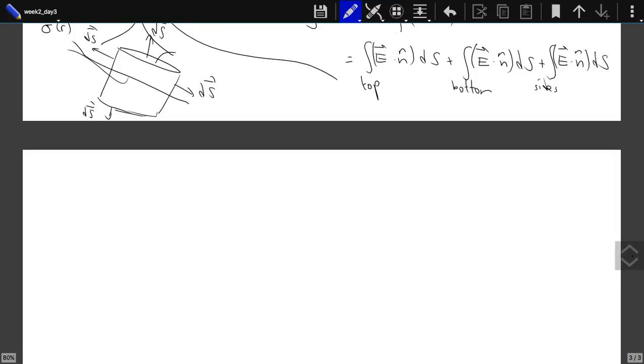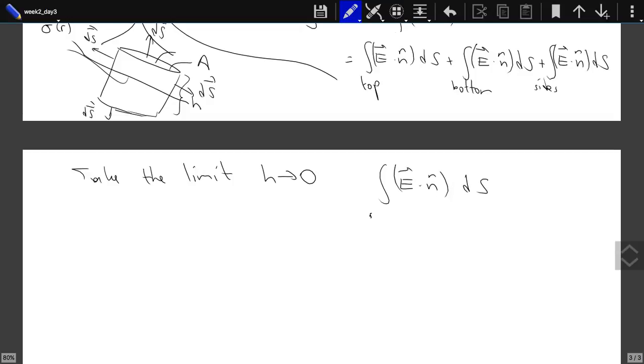Now, I'm going to take the limit as volume goes to 0. So let's say this is the height h, this has a total area A. First, to take the volume to 0, let's take A very small but finite. Then h goes to 0. Well, if I take h to 0, then this integral over the sides goes to 0.